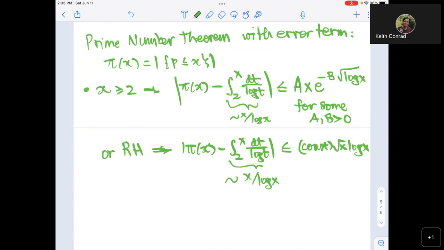All right, so what does the Chebotarev density theorem error term look like? For this, I'm just going to state it for Galois extensions of Q.